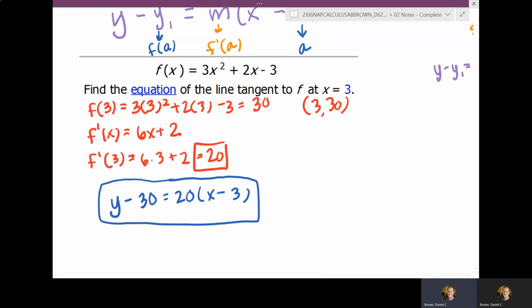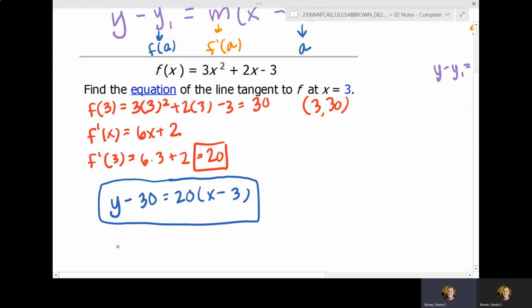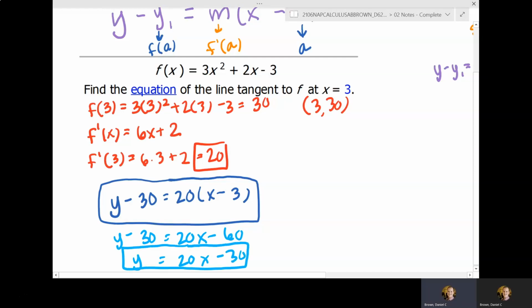If you do prefer to write it in slope intercept form, just make sure you do your math correctly so you can distribute that 20 across. And then you can add the 30. So this would be the equation of the line as well. Both of those are equivalent.